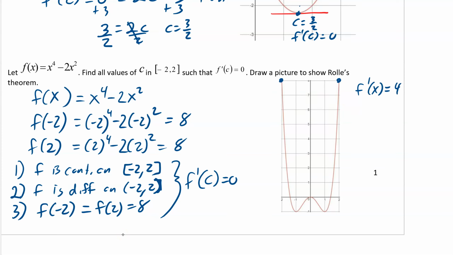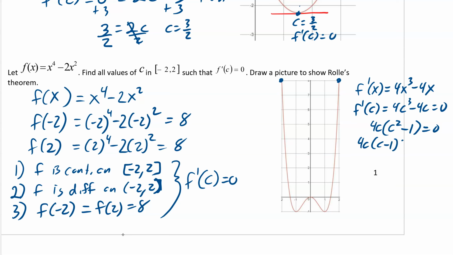This is equal to 4x cubed minus 4x. And I like to change it to a c. Equals 0. We factor out the 4c, and we end up with c squared minus 1. So we get 4c, c minus 1, c plus 1. And so we get c equals 0, c equals 1, and c equals -1.